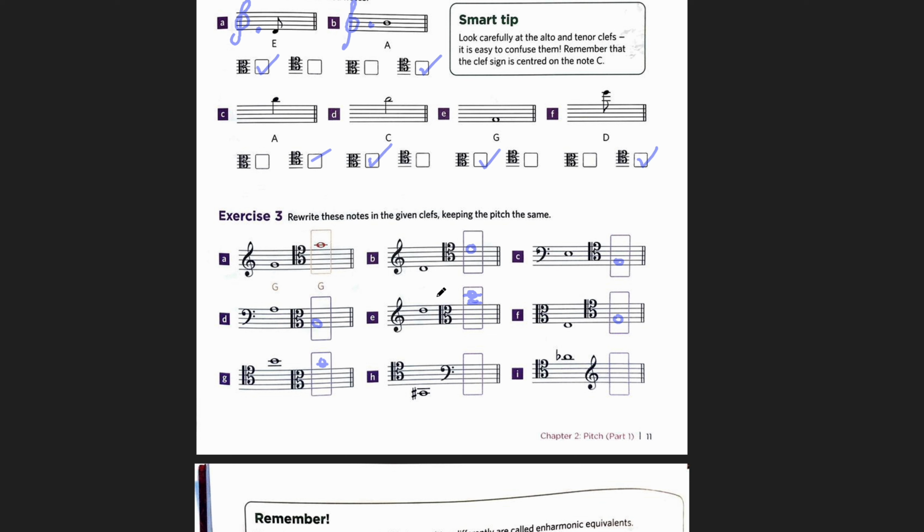Okay, last two. So this is a C, A, F, D, B, G sharp. Since we're in bass clef, that won't be a problem. And this is A, C, E, G, A flat, which is near middle C. A flat.